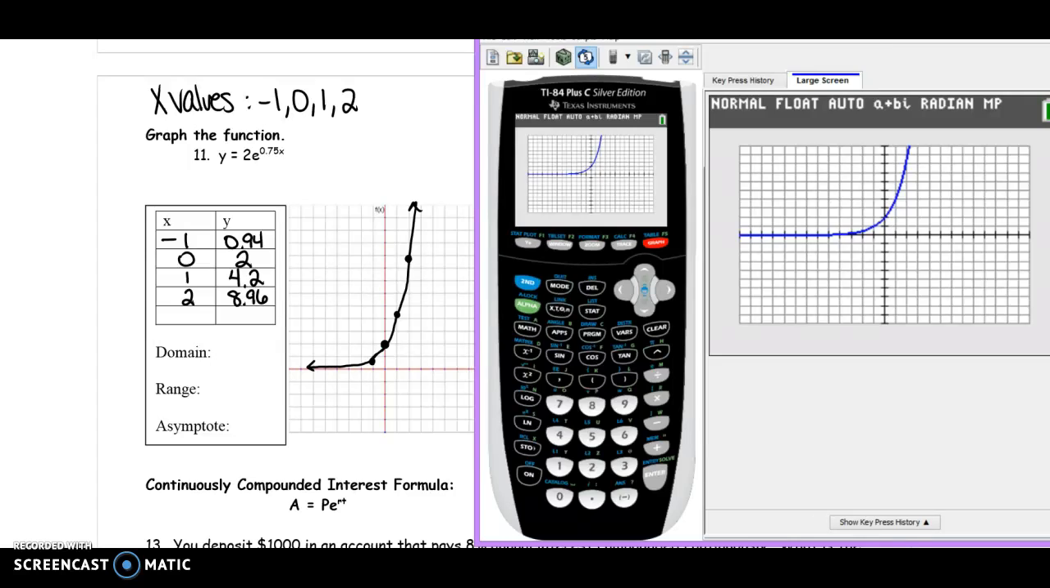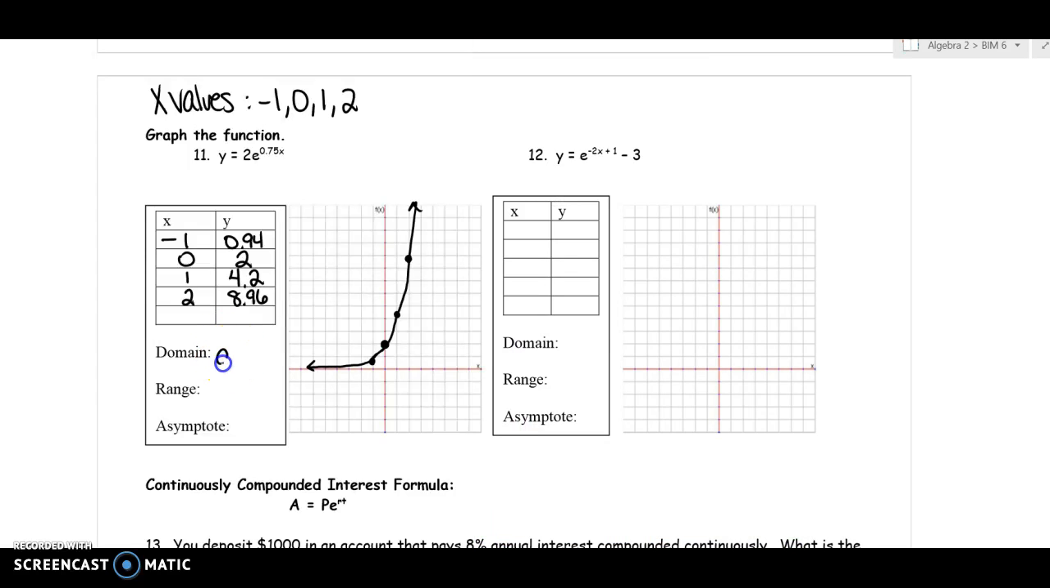Okay, easy part. What's the domain? All real numbers. This is exponential growth and decay. So you still have all real numbers, just like before. The asymptote has not moved. The asymptote is at y equals 0. So what is the range? Y is greater than 0.